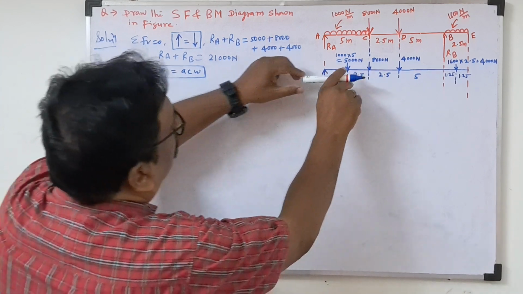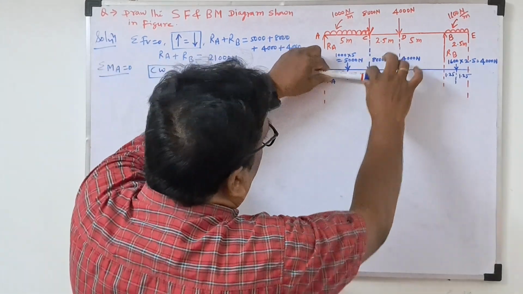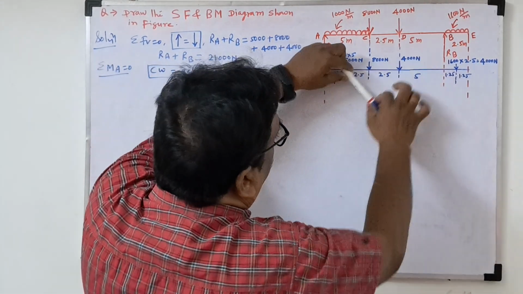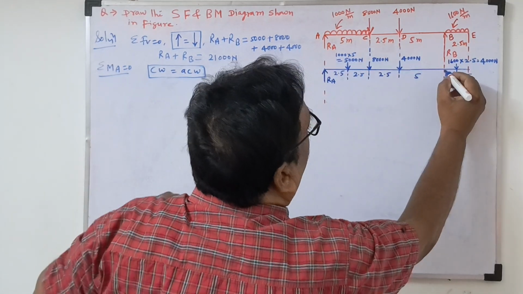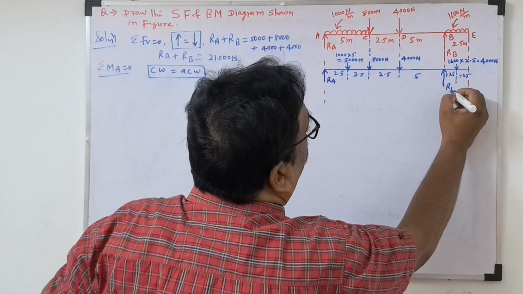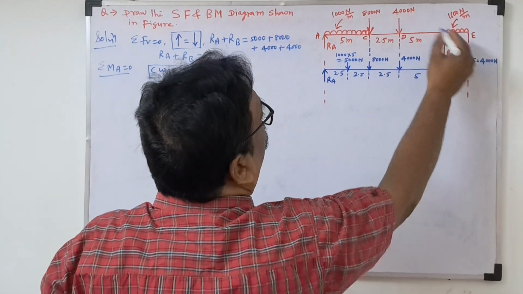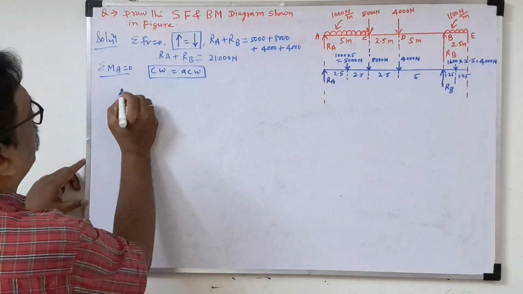The direction, due to this, is clockwise. This also is clockwise. This direction is clockwise, this also will be clockwise. But here will be the RB. RB's direction will come anti-clockwise, due to this clockwise. So all the clockwise we will write first.